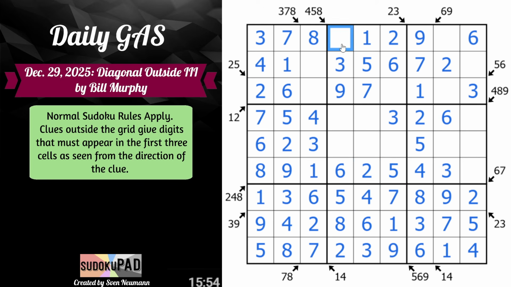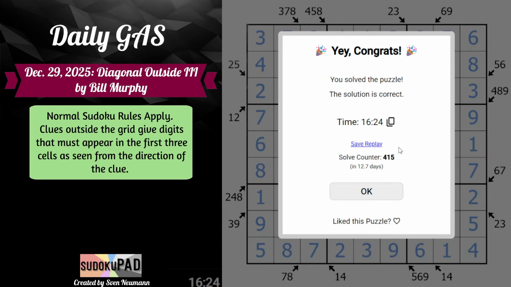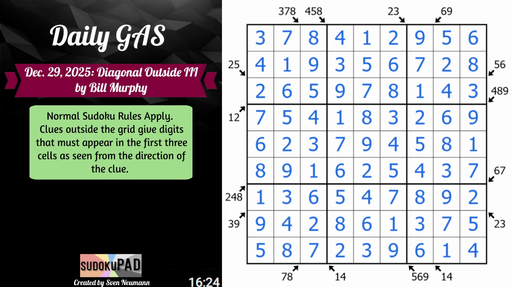4, 8 is now resolvable. 4, 8, 5, 5, 4, and 8. 8 gets us 8 and 9. We are roped here with 1, 7. And we are almost done, folks. Here we need 9 and 5. Here it's 1 and 8. And then to finish us off, 4, 9, and 7. And we are done in 16 minutes and 24 seconds with Diagonal Outside 3 by Bill Murphy.